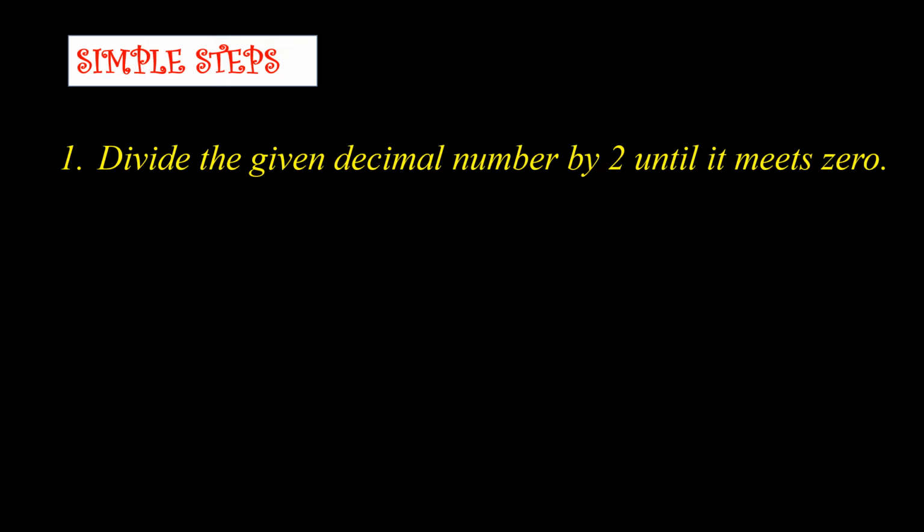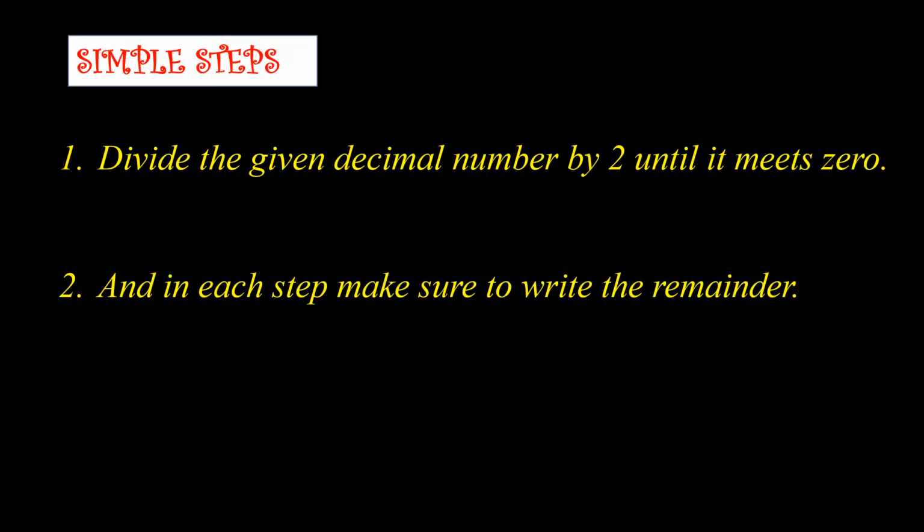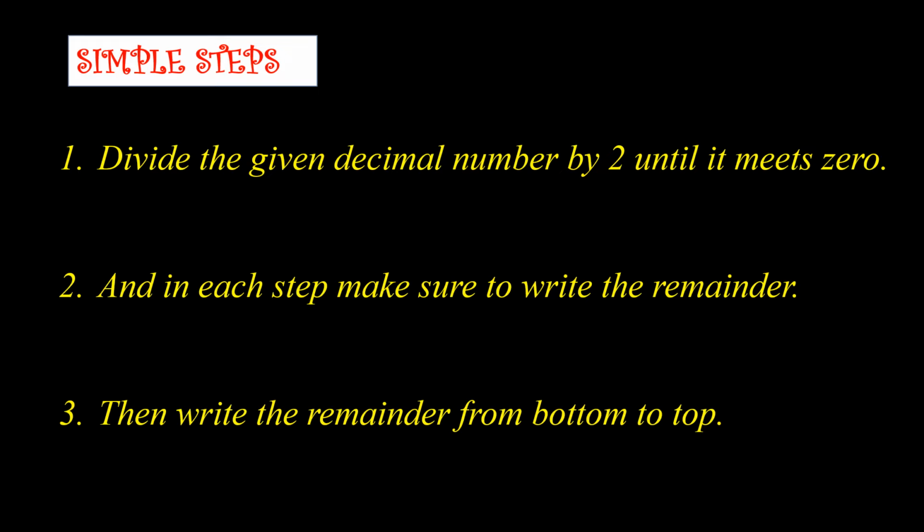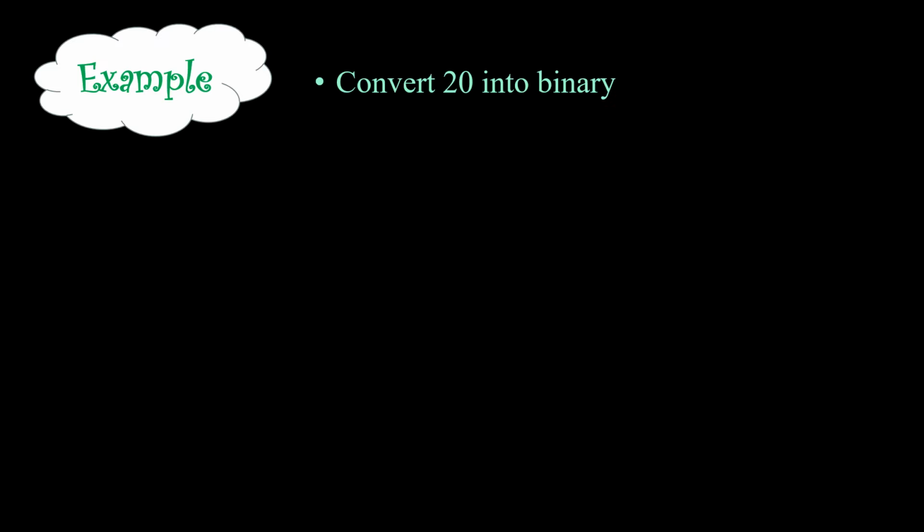The first step is you have to divide the given decimal number by 2 until it meets 0. The second step is in each step make sure to write the remainders. And the third step is then write the remainders from bottom to top. It's super simple. Let's see an example. For example, let's convert 20 into binary.